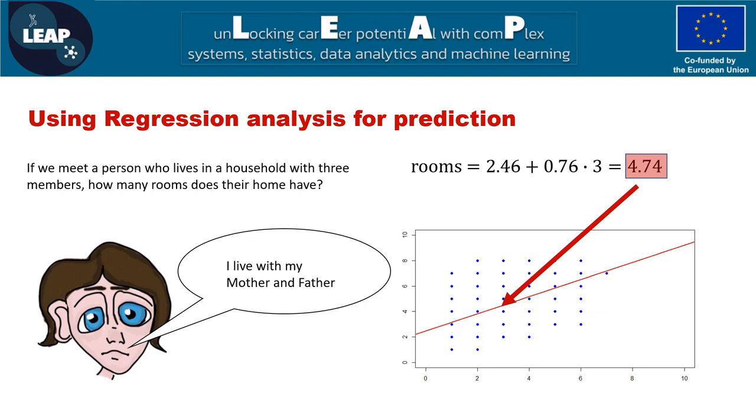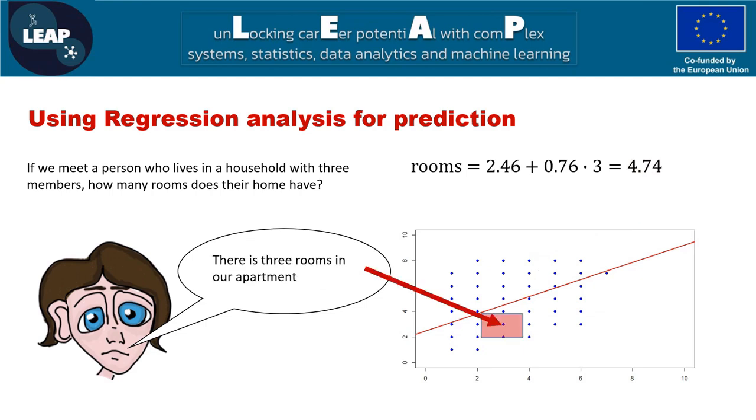In Sweden we have quite large houses and apartments compared to the rest of Europe. The person here that we didn't know anything about tells us that he has 3 rooms. So we will not always get the right value, and this is something that we'll come back to. We will have an error between the prediction and the correct value for this person.